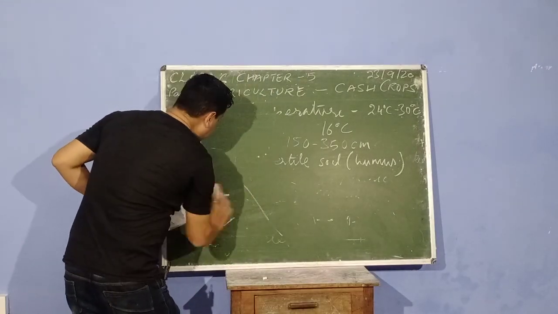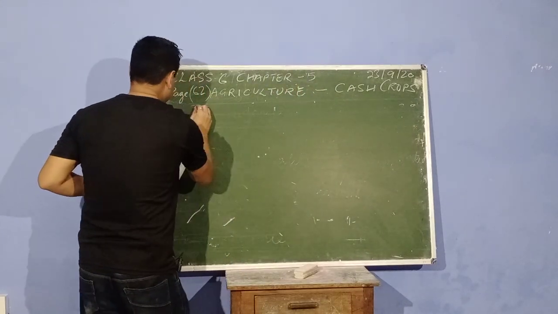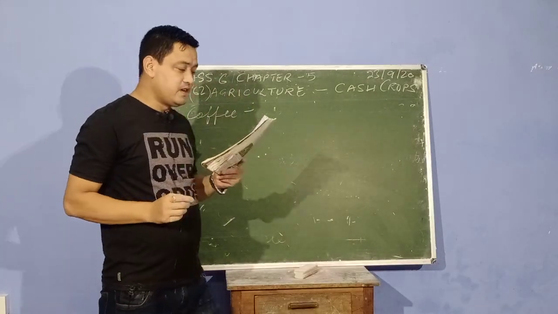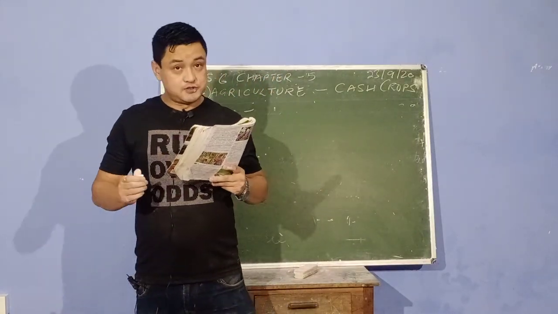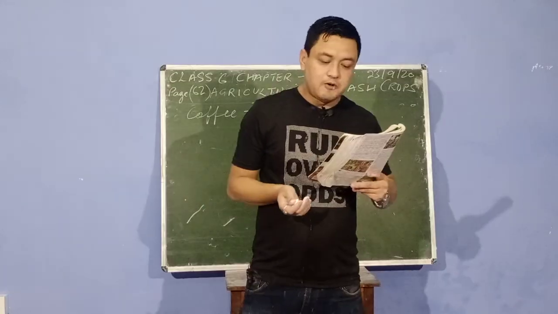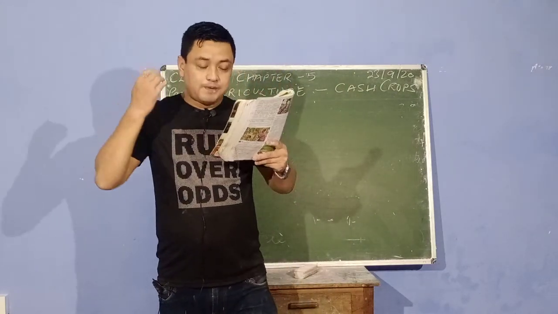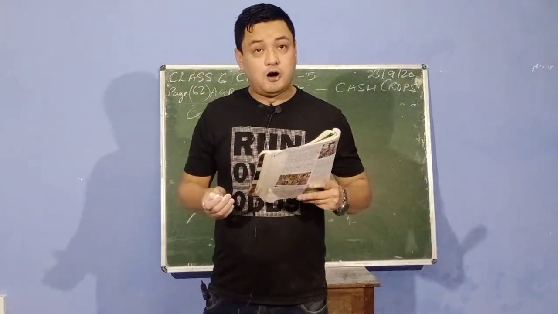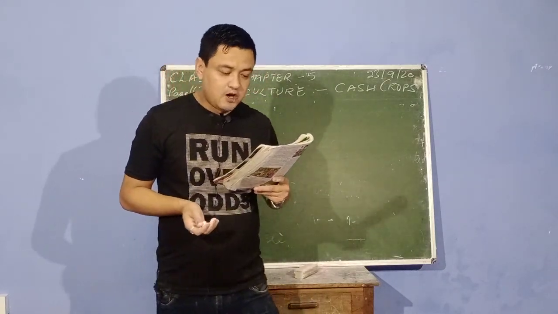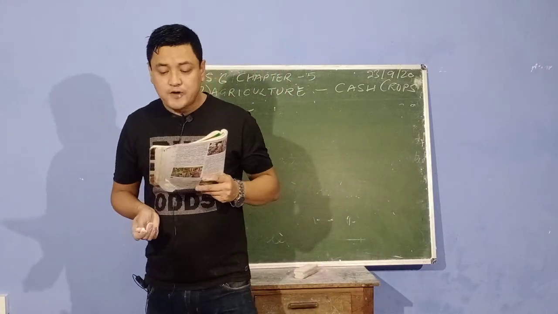Now we are doing coffee, C-O-F-F-E-E. Now, the coffee tree is a tropical evergreen shrub. Now, what is a shrub? A shrub is a plant or bush which bears foliage throughout the year, which grows best between the Tropic of Cancer and Tropic of Capricorn.